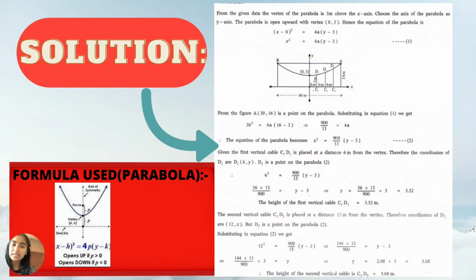So I think through this solution we can see how relatable conics are in our daily life, where we are using the bridge every day. Has anyone thought about it? So after this, please think about it. Thank you.